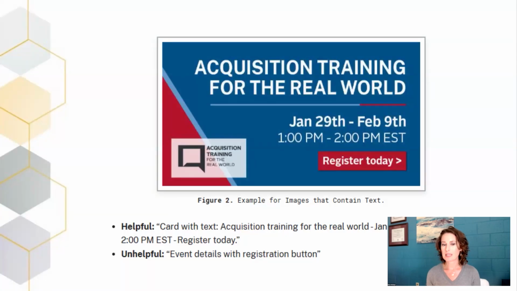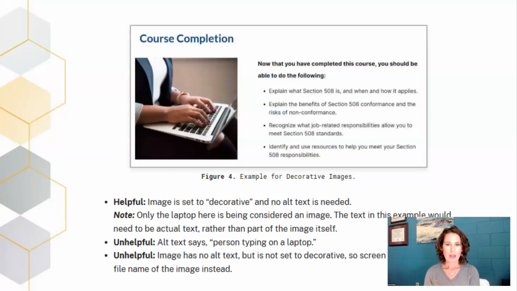It's not as helpful to say event details with registration button, even though that does describe, especially for a sighted reader, what this is an image of. It doesn't convey enough detail to level the playing field for somebody who is reliant on a screen reader compared to somebody who is not. Let's look at another example.